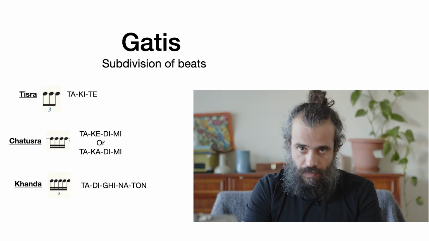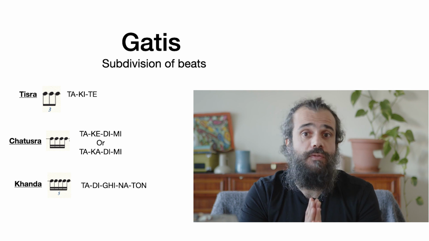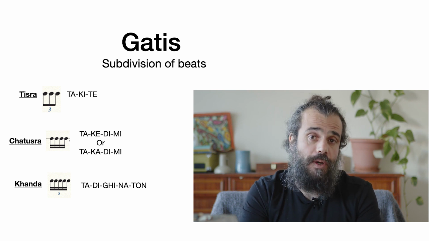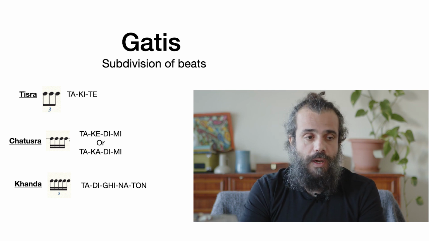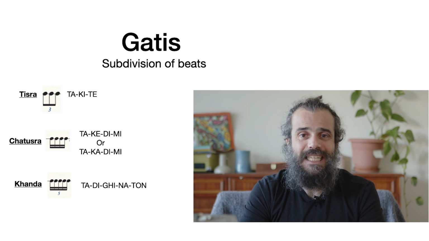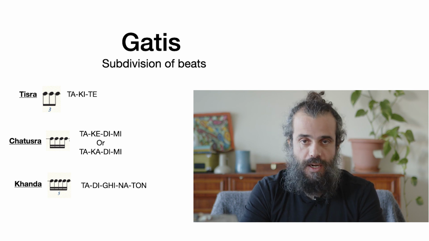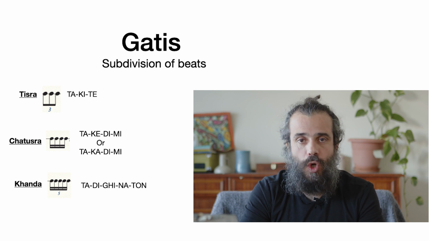So let's continue now with number 5. So gati in 5 is called kanda. So essentially what that means is 5 subdivisions per beat. Okay? Now for this gati we will use the syllables ta, di, gi, na, ton. Ta, di, gi, na, ton.